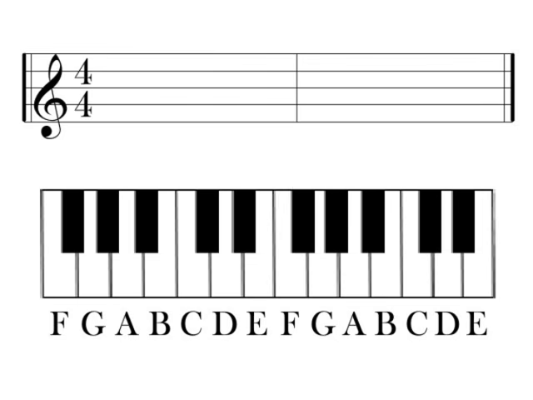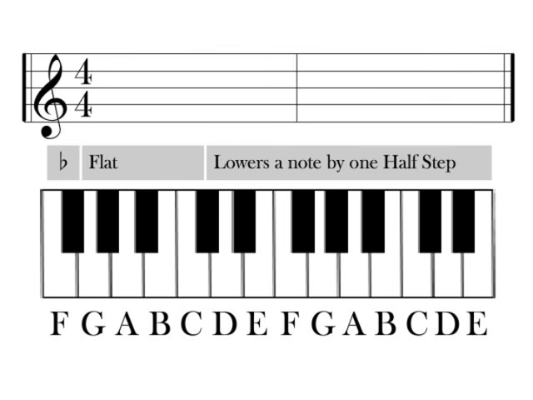This second accidental, flat, does the opposite of a sharp. A flat lowers a note by one half step. If we take a look at the note E and see that this black key is one half step below E, then this black key is actually the note E flat. One half step below E is E flat.